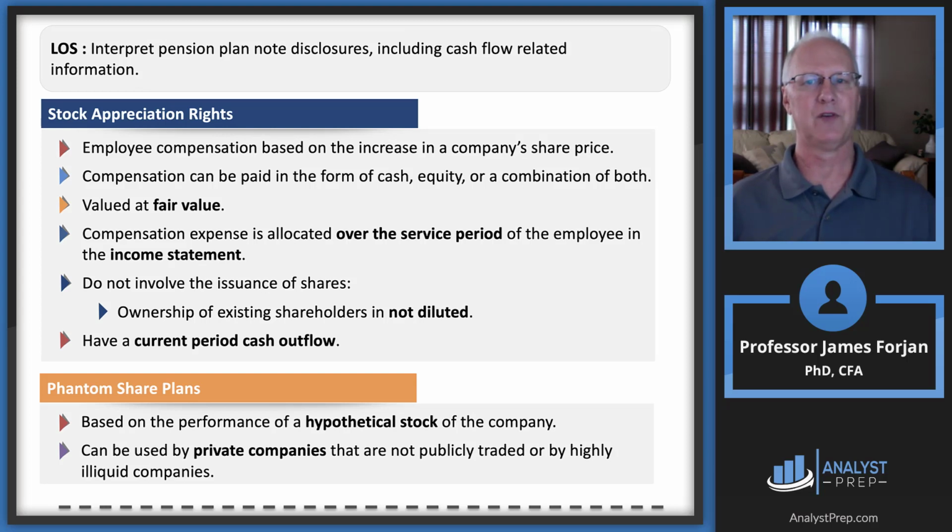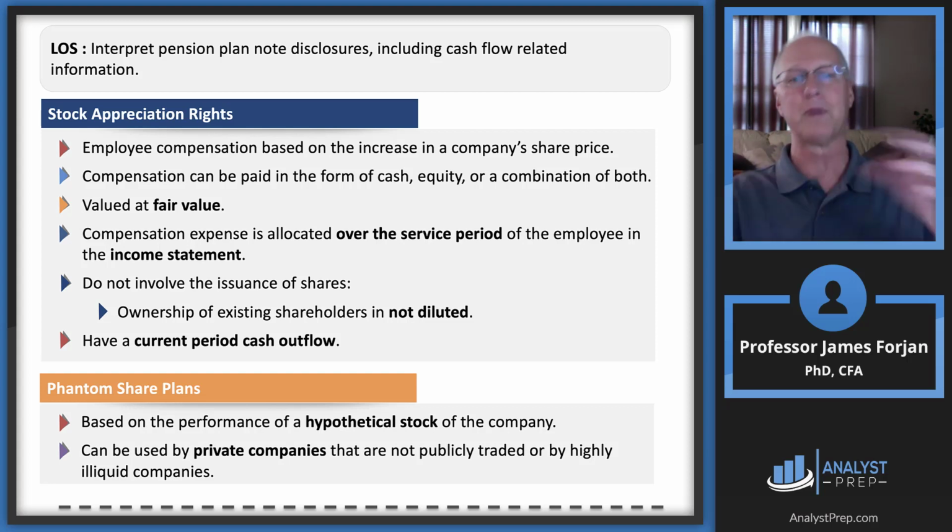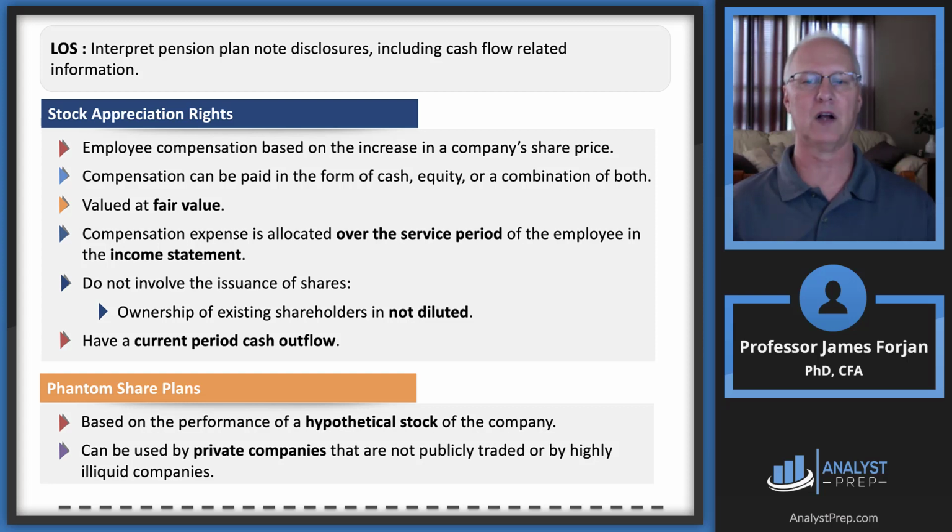Stock appreciation rights. These are based on an increase in the company's share price. Of course, they're reflected at fair value. But this compensation expense, this is allocated over that service period and has to show up on the income statement. Phantom shares, this is used for private companies that don't have shares of stock that are trading, and so they try to replicate it. So a hypothetical stock.